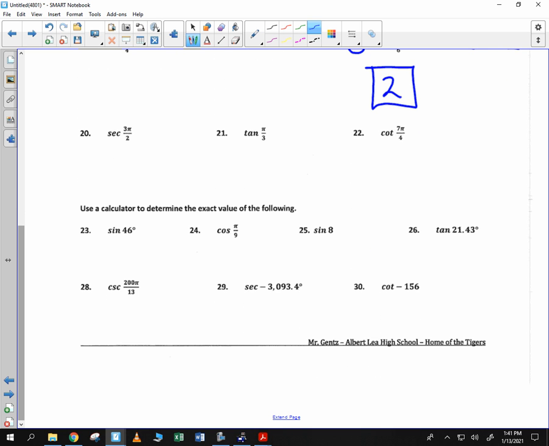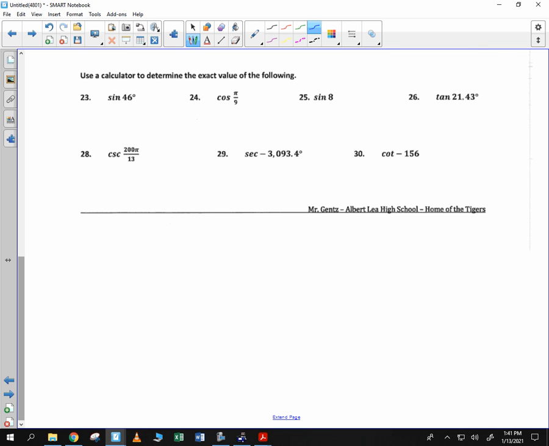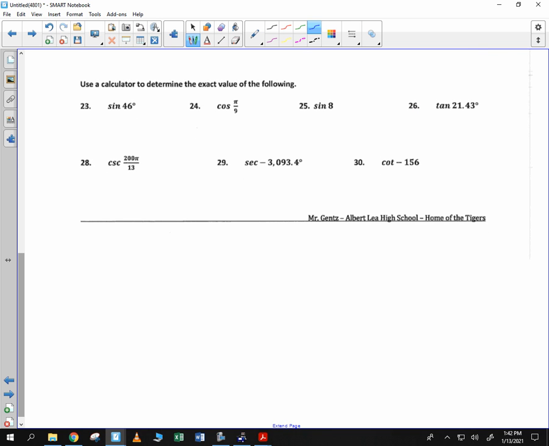And finally, in this section, it says use a calculator to determine the exact value of the following. Not exact value. It should be to the nearest hundredth.